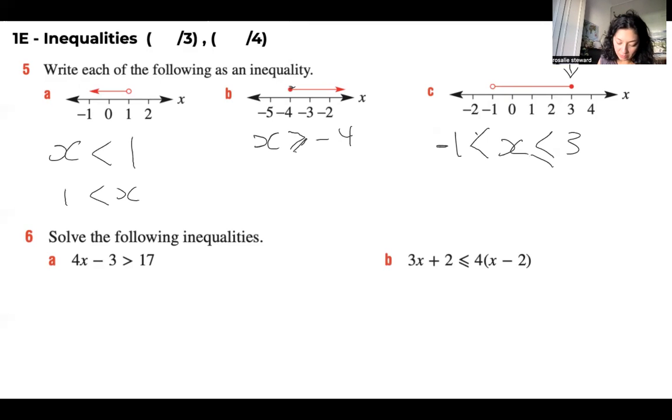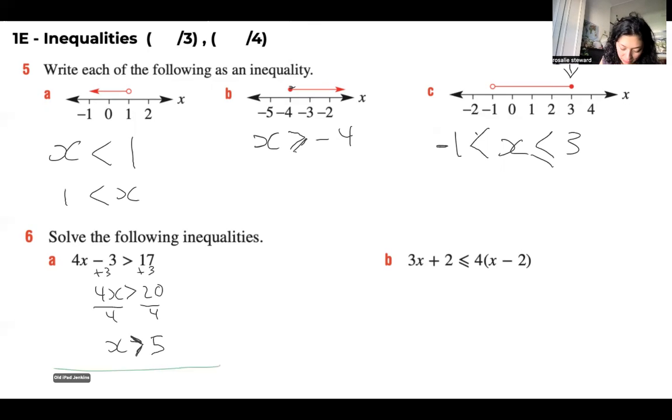So I'm going to solve these inequalities like I would an equation. So on the 6a here, I'm going to add 3 to both sides. So that leaves me with 4x is bigger than 20. Divide both sides by 4. X is simply bigger than 5. That's all that is. And the next thing there, this might ask you to draw that on a number line.